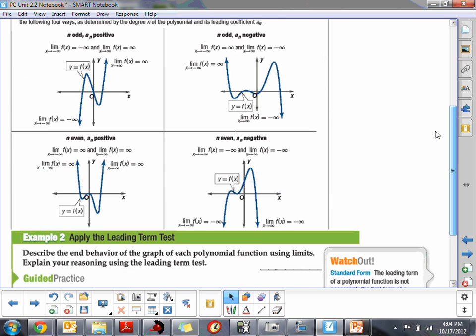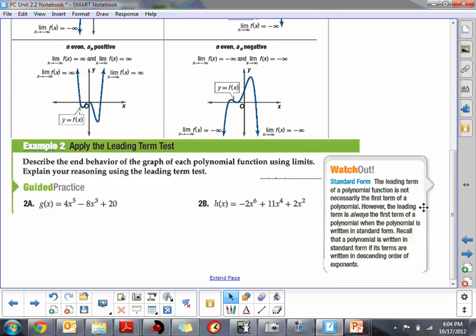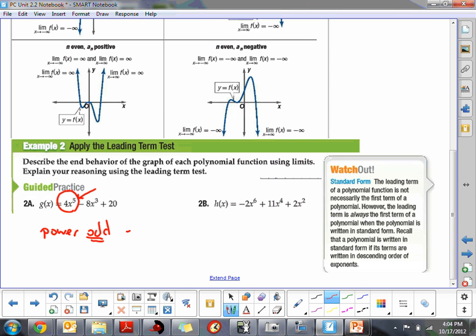I'm going to go right to a couple of examples and try to keep this as short as possible. The guided practice, here's our first example. The leading term is basically the term with the greatest power. Here it is, 4x to the fifth. What we do is we look at our power. A fifth degree means our highest power is a 5. Anytime this power is odd, we've said from the previous lesson that the end behavior will be opposite. So we already know our end behavior is opposite.